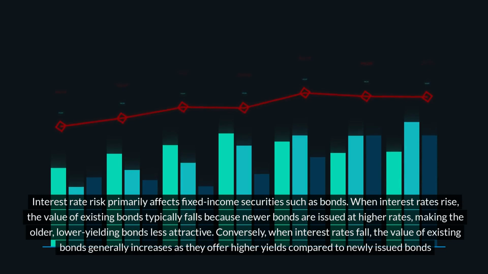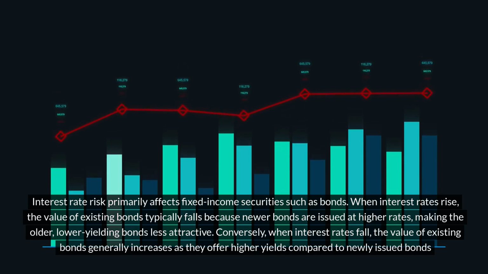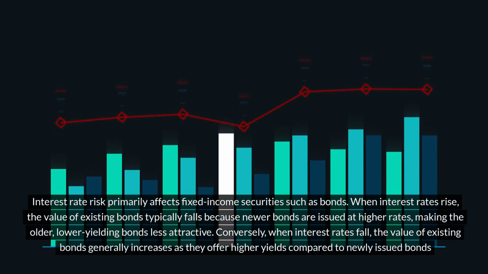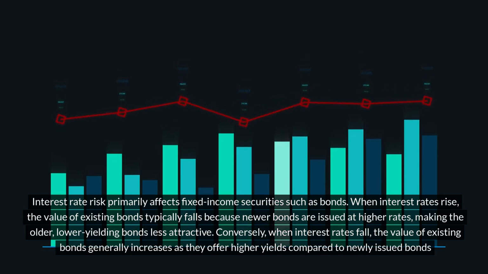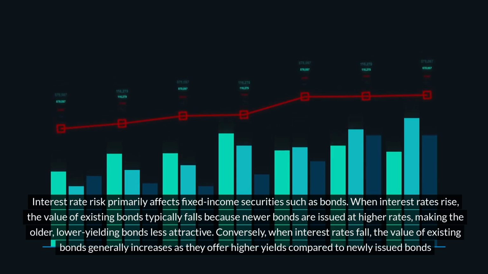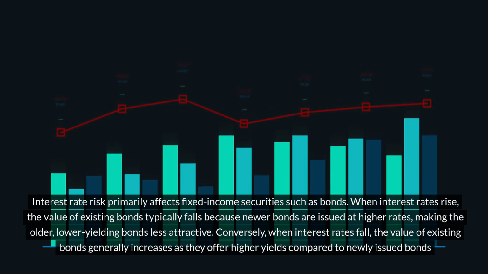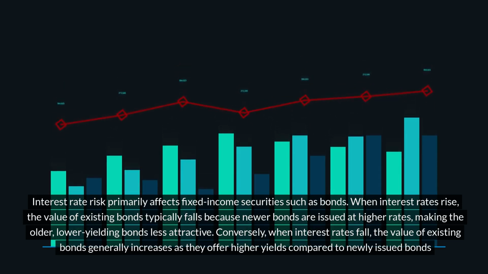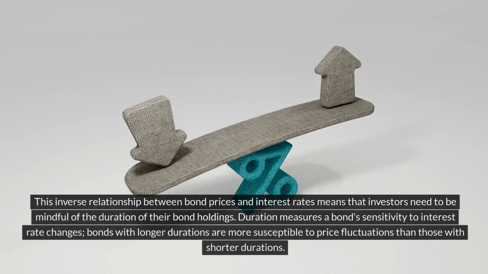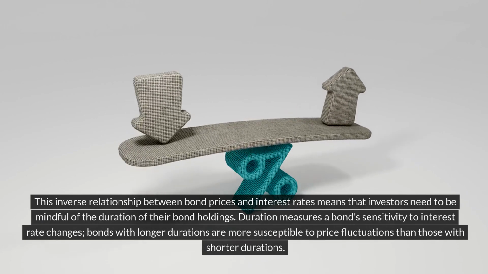Interest rate risk primarily affects fixed income securities such as bonds. When interest rates rise, the value of existing bonds typically falls because newer bonds are issued at higher rates, making the older, lower-yielding bonds less attractive. Conversely, when interest rates fall, the value of existing bonds generally increases as they offer higher yields compared to newly issued bonds. This inverse relationship between bond prices and interest rates means that investors need to be mindful of the duration of their bond holdings.